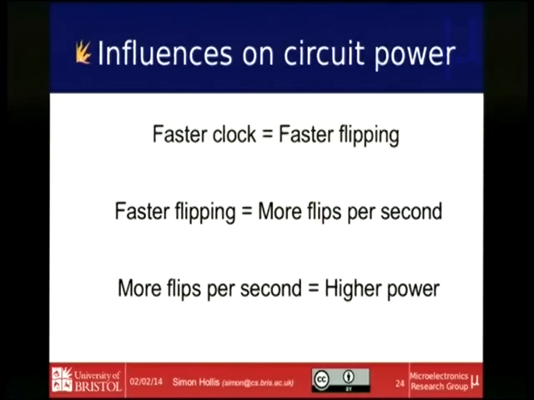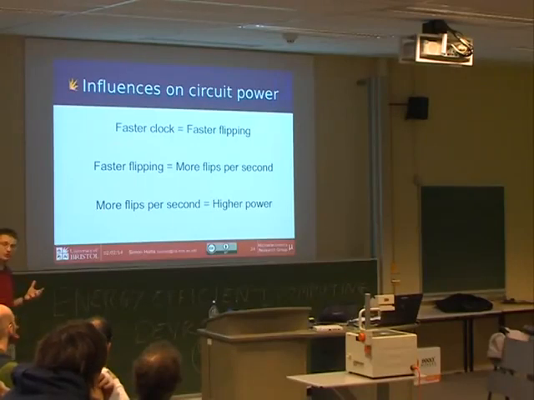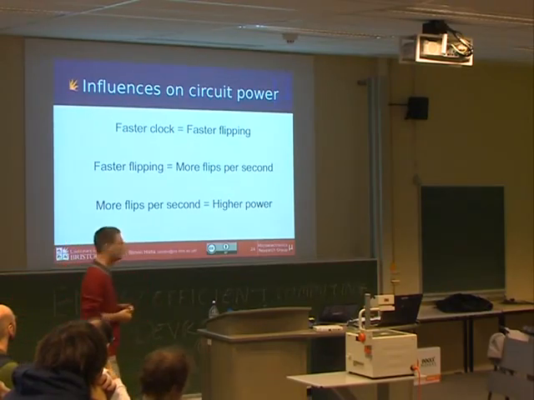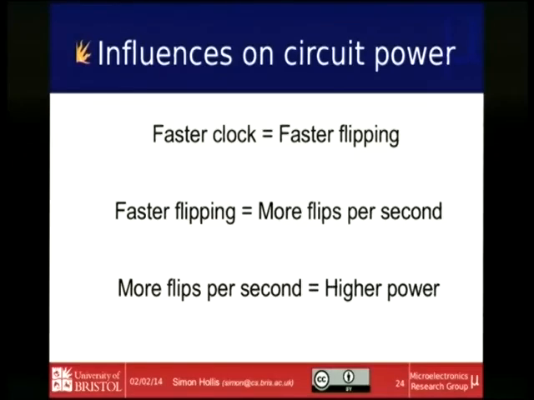So we can look at what influences the rate of power consumption. I showed you that with capacitance in particular, the faster you change the values, the more you'll discharge and charge the capacitor. So if you've got a faster clock, for example, you would change the values more often. You have faster flipping of the values of wires, and in 1 second you would then do more charge discharging, and you dissipate more power.